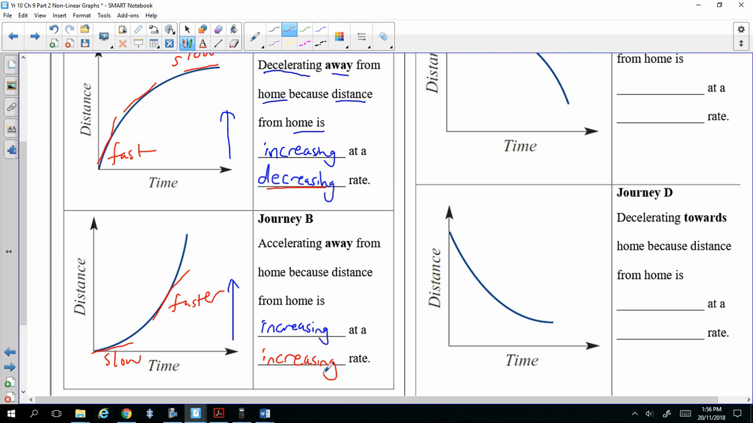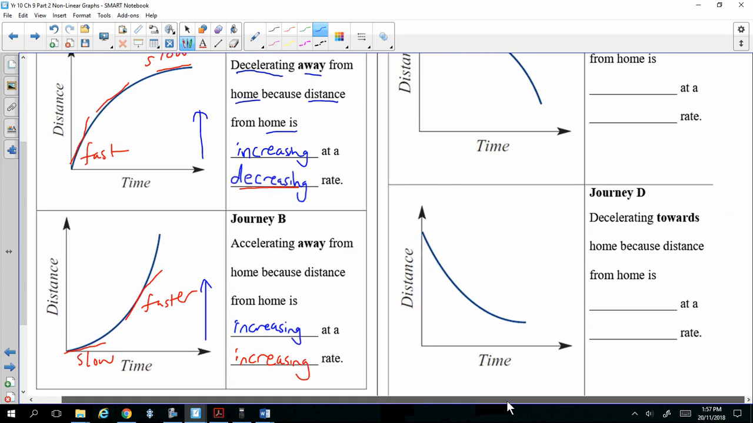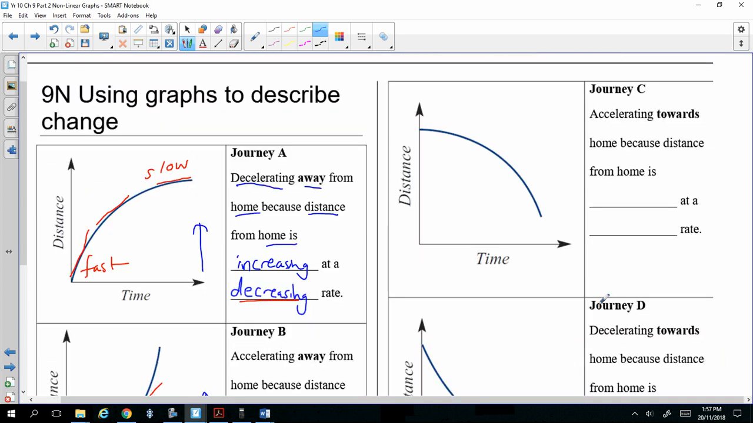All right, let's move on to the next one. You just have to fill out 2 words and draw some tangents. Okay, let's move on to the next one. Accelerating towards home. Because it's going downwards, we say it is decreasing. It's going down. But if you look at the gradient, it's actually getting faster, right? So slow first and then fast. So we say at an increasing rate.